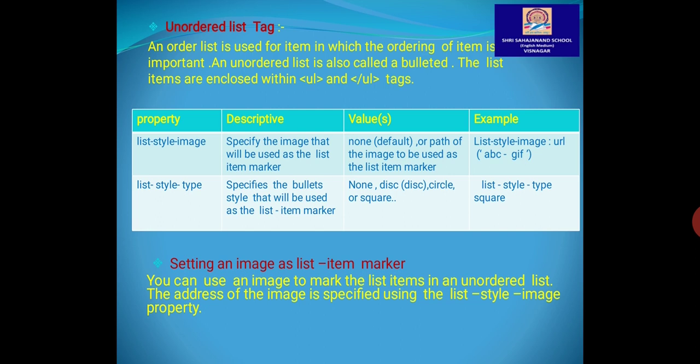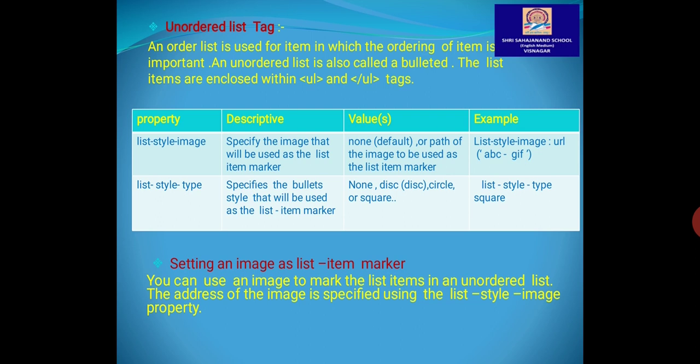So first of all we discuss unordered list. An unordered list is used for items in which the ordering of items is not important. An unordered list is also called a bulleted list. A list is defined using the opening tag UL and closing tag UL. Each item in the list is defined using the li tag. Li tag means list item tag.